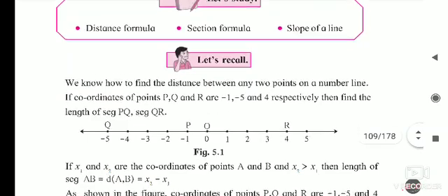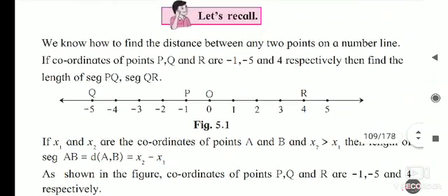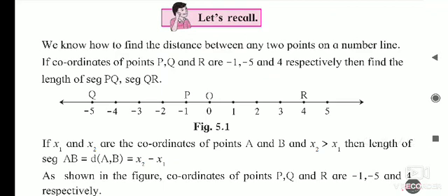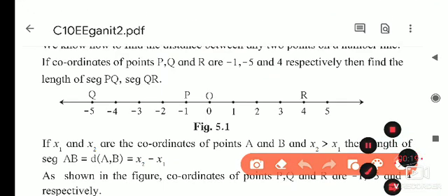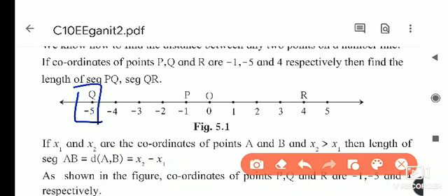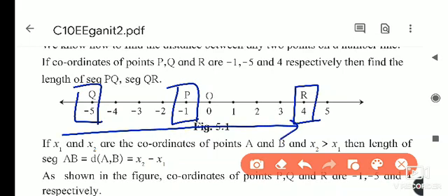As we know, we have been studying the number line since standard 5th, so you know how to identify the coordinate of a particular point. Here the coordinate of point Q is -5, coordinate of point P is -1, coordinate of point R is 4. As you go from left to right, the number's value increases, and as you come from right to left, its value decreases.